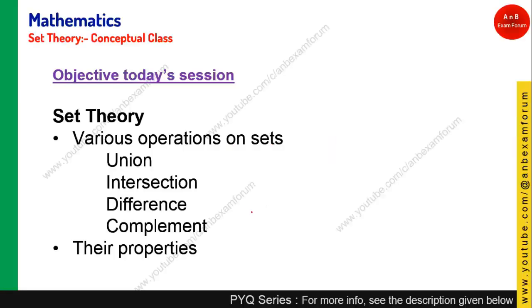We have already seen the representation and the different types of sets in the previous video, and in today's video we are going to see the various operations on sets. What are the various operations on sets? As you have already read in your classes, union, intersection, difference and complement are the basic 4 operations performed in set theory. And we will also try to see their properties. Again, it is very important to see their behavior.